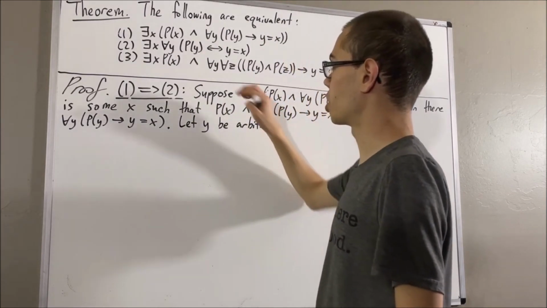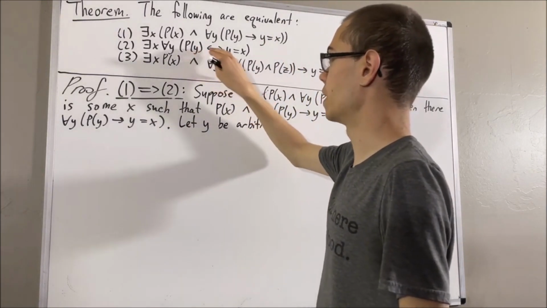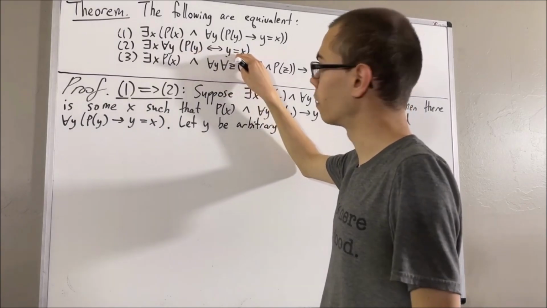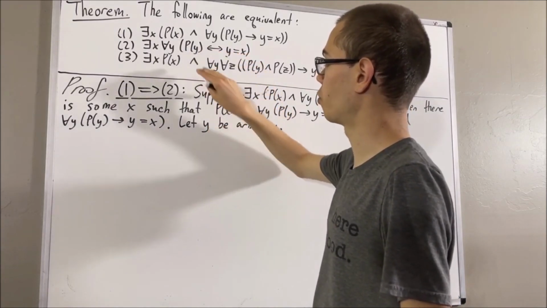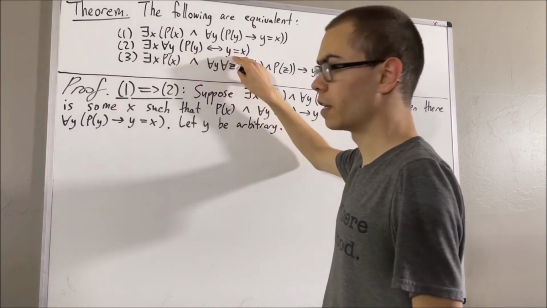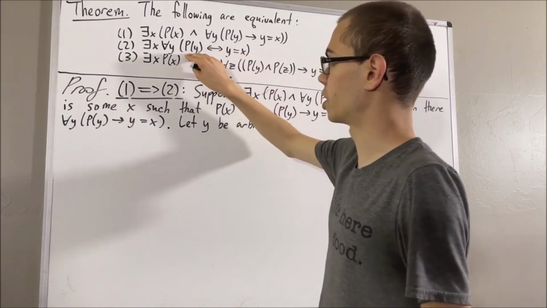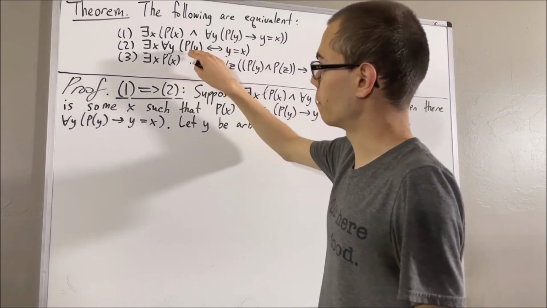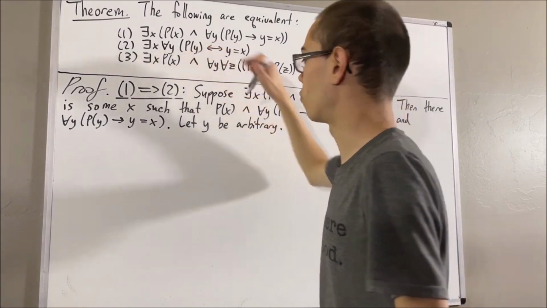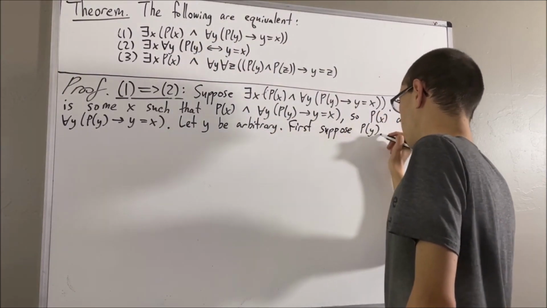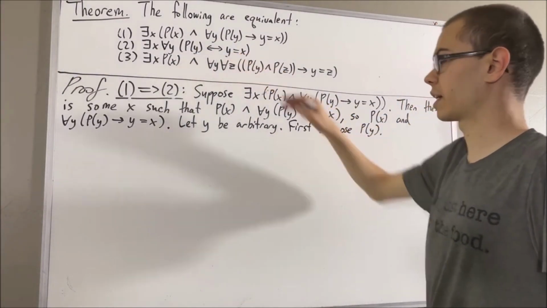And from here, we want to show that P of Y is true if and only if Y is equal to X. Well, we're trying to prove a statement containing if and only if, so what we're going to do is prove if this is true, then this is true, and we're going to prove if this is true, then this is true. Let's first prove if this is true, then this is true. To do so, suppose P of Y. And from here, we want to show that Y is equal to X.